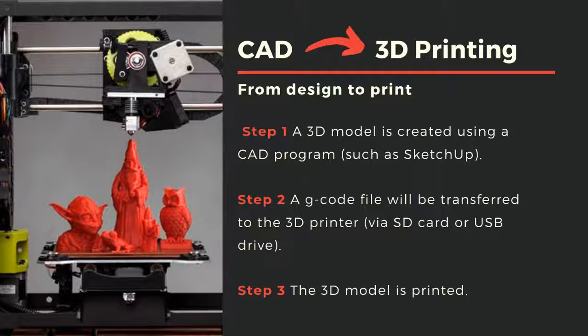The second step is to create a G-code file that will be later transferred to the 3D printer. This G-code file is saved usually via a SD card or a USB drive. And the final step is printing the 3D model with the 3D printer. There are many settings on various 3D printers as well as different media available to use for printing, but this is the final step.